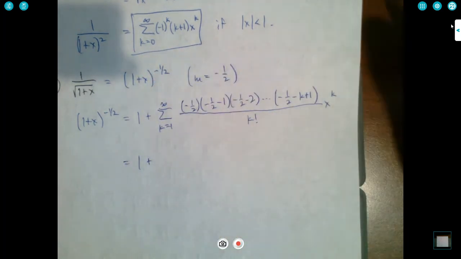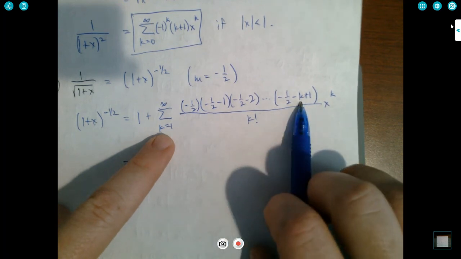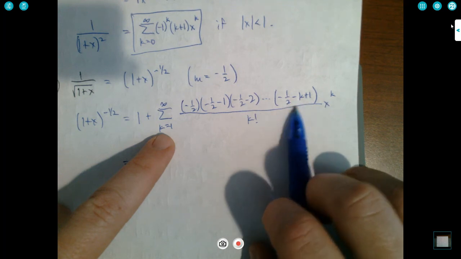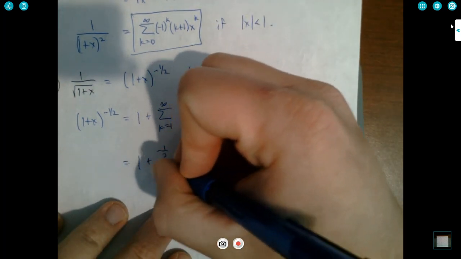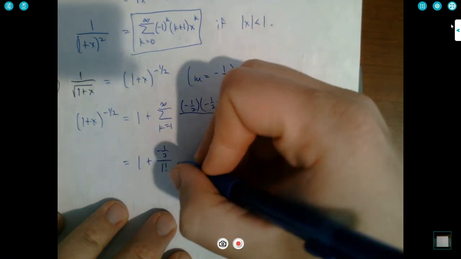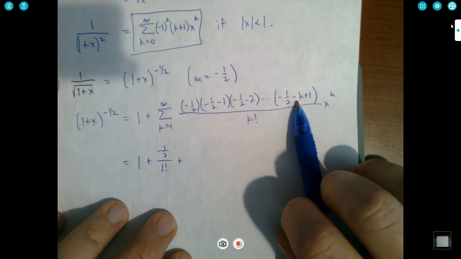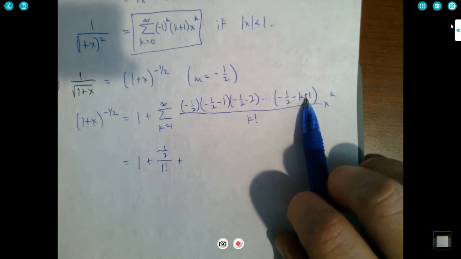So that's 1 plus. And then let's think again. If k equals 1, then I'm going to stop at negative 1/2 minus 1 plus 1. That's just negative 1/2. So I'm just going to have a negative 1/2 over 1 factorial. If k equals 2, then I'm going to stop at negative 1/2 minus 2 plus 1. That's negative 1/2 minus 1.